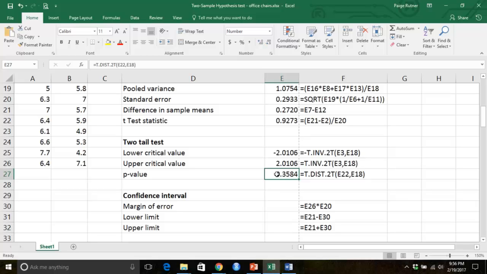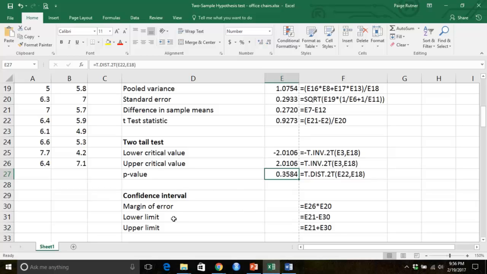The nice thing about p-value is that we interpret it the same way every single time. One-tailed test, two-tailed test, z-test, t-test, f-test, we always interpret the p-value the same way. If you get a very low p-value, less than alpha, you can reject the null hypothesis. If it's more than alpha, you do not reject.